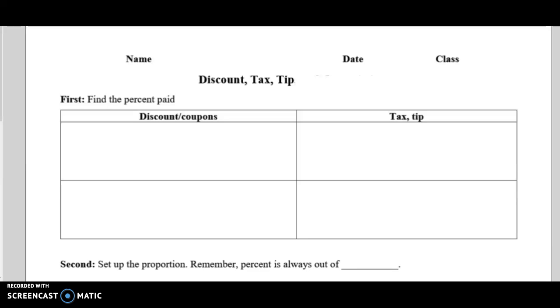In this lesson, we're going to learn how to solve percent problems that deal with tax, discount, and tip. So my first step is to figure out the percent that I paid. Anytime I have a discount or a coupon, I'm receiving a deal, so it's subtracting from the amount that I paid. So let's write that down. Discounts decrease the amount paid.